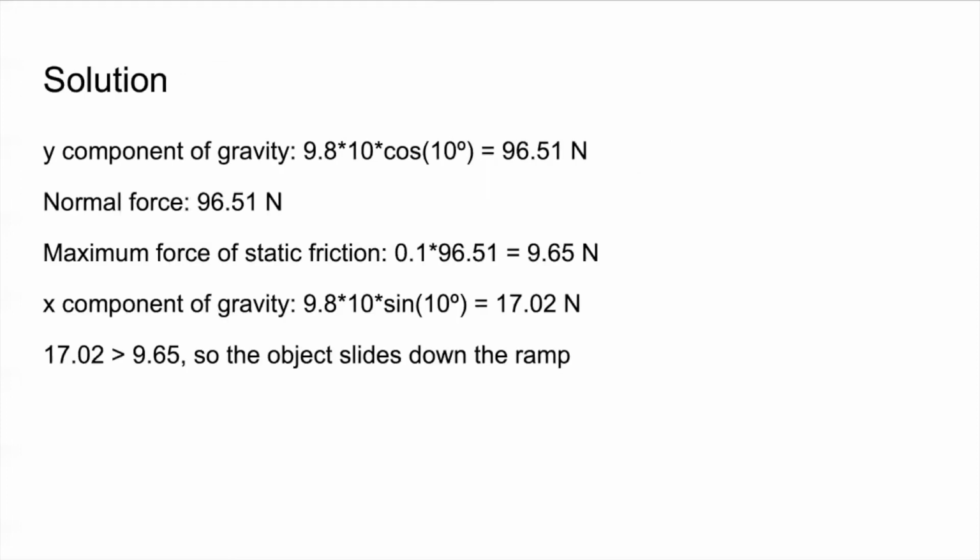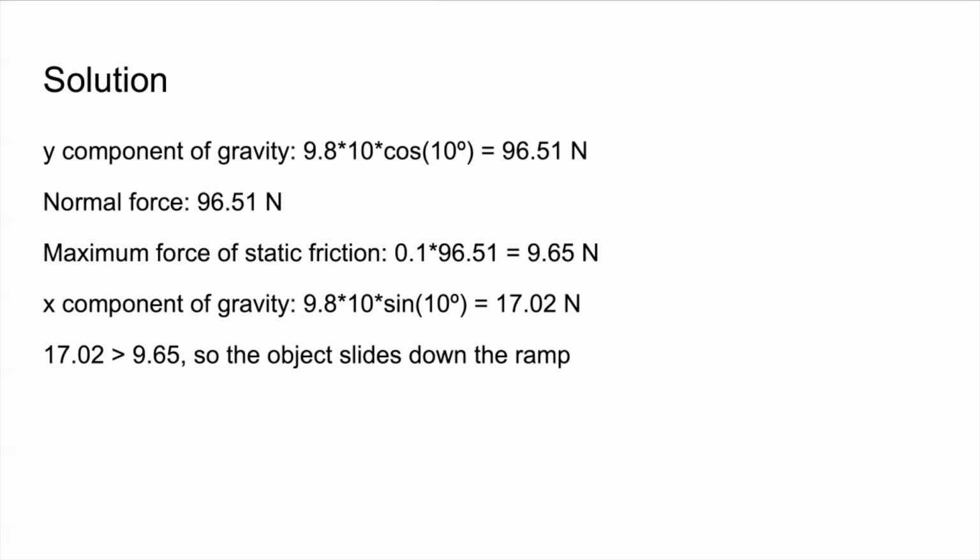Well, we need to determine first the y component of gravity, which is 9.8 times 10 times cosine of 10 degrees, which is 96.51 newtons. And the normal force is also equal to that. The maximum force of static friction is equal to the coefficient of static friction, 0.1 times that. So it's equal to 9.65 newtons.